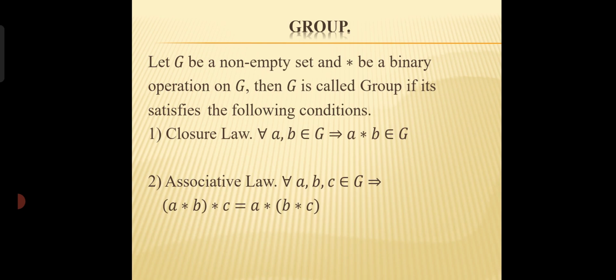So we start with the definition of group. What is a group? Let capital G be a non-empty set and asterisk be a binary operation on G, then capital G is called a group if it satisfies the following conditions.